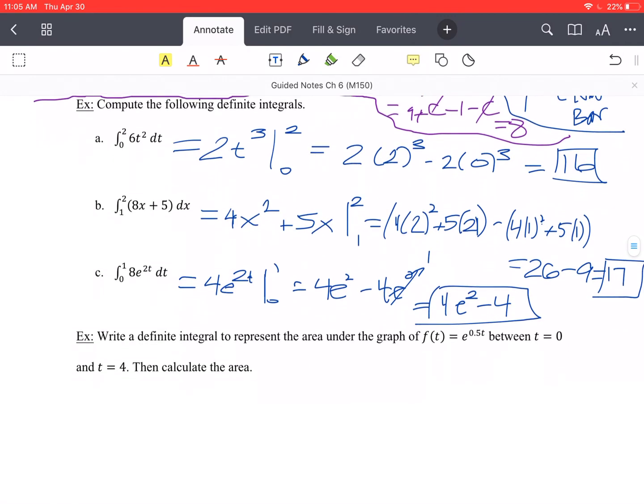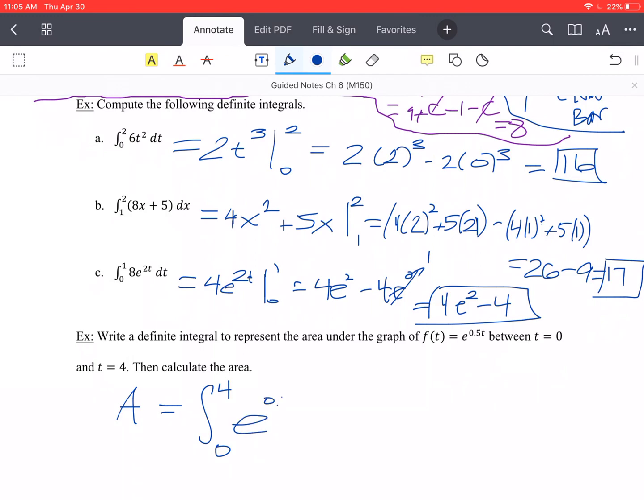Okay, let's look at this next one. Write a definite integral to represent the area under the graph of f of t equals e to the 0.5t between t equals 0 and t equals 4. Then calculate the area. So to compute area, we're setting up this integral. So t is going from 0 to 4. And our integrand, that function on the inside, is e to the 0.5t dt, which indicates that the variable is t. Okay, so that's the setup of our integral.